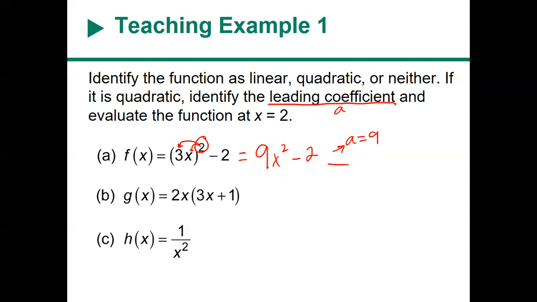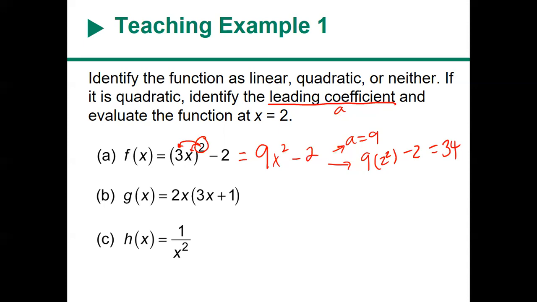Exactly. So evaluating, we have 9 times 2 squared minus 2. What'd you get? What's 9? What's 2 squared? What's 4 times 9? What's 36 minus 2? There you go. Genius. Okay. All right. So do we see what we did there?